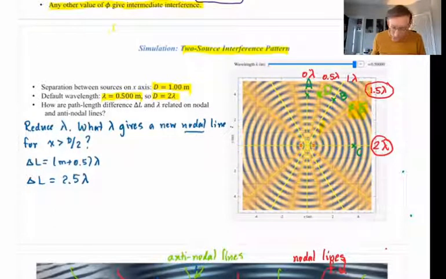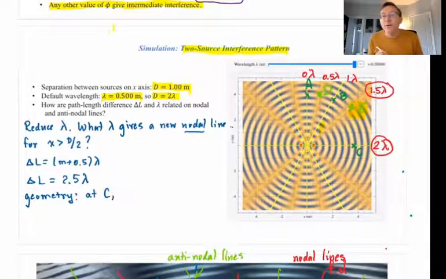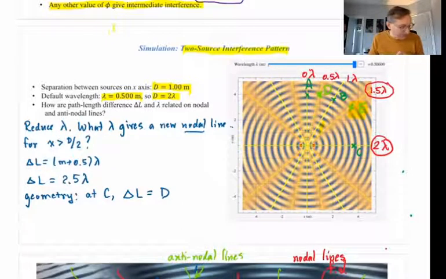All right, let's see how we're going to do it. So I know I need a delta L of 2.5 lambda, but also, okay, that's the condition for fully destructive interference. I'm also constrained just by the geometry of the situation. That is to say that if I am over there at point C, to the right, the path length difference, delta L, is simply d, the distance d between the two sources. So those two things have to both be true.